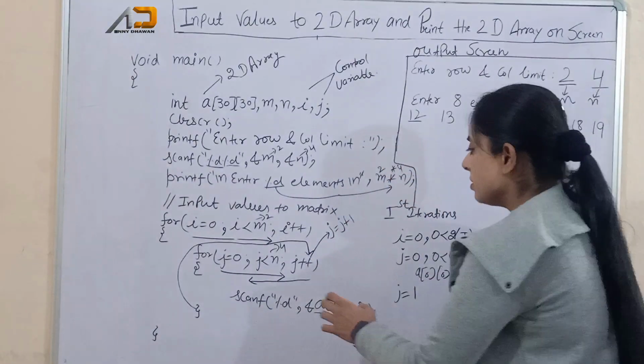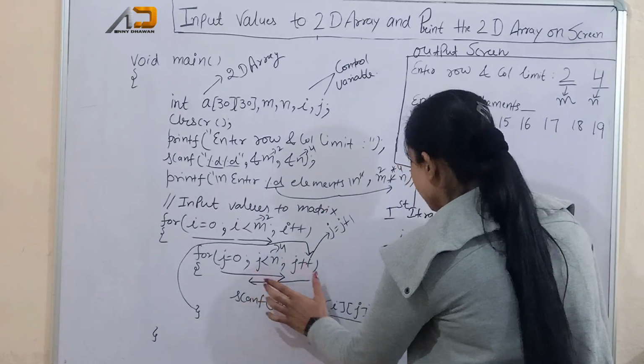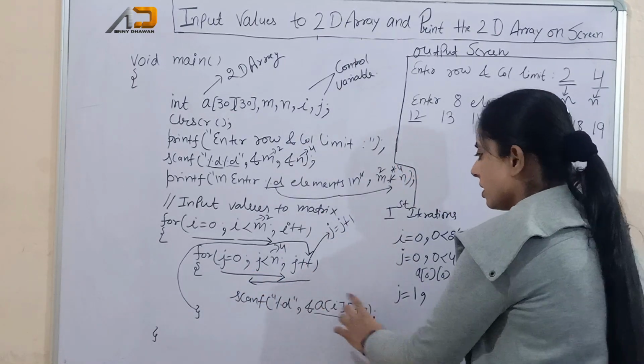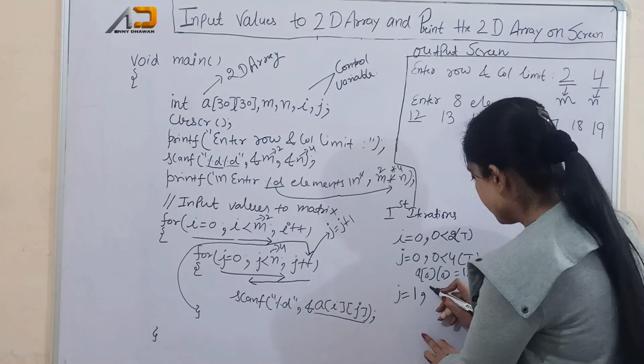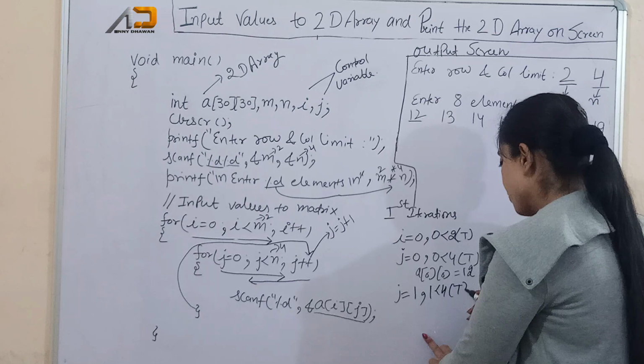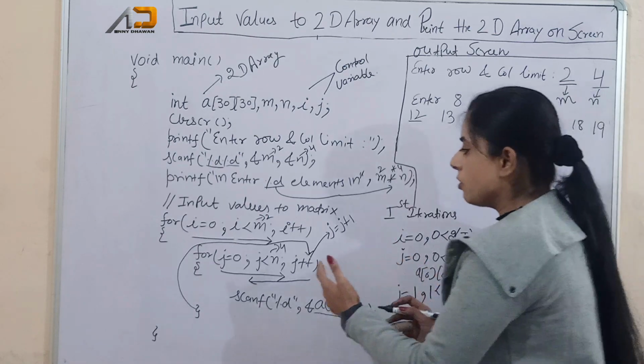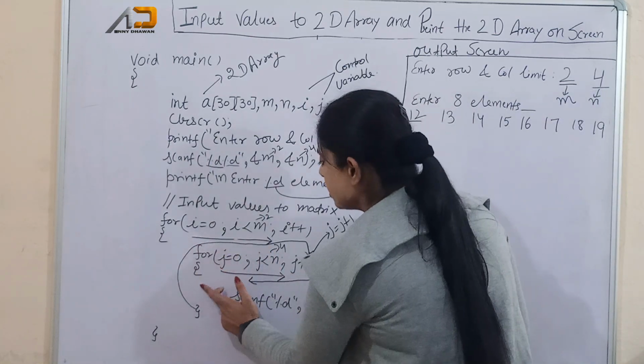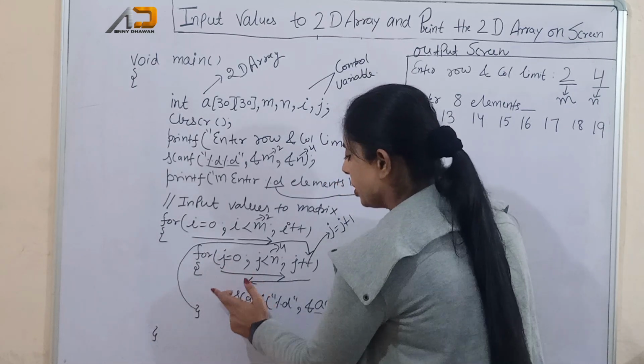Now check the condition again. What is the value of j here? 1. What is the value of n? It is 4. Is the condition true? Yes, it's true. Now the control again enters into this for loop body.